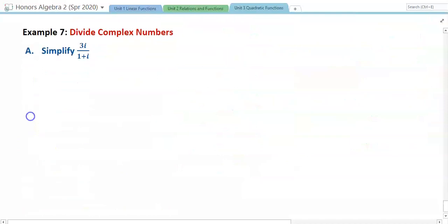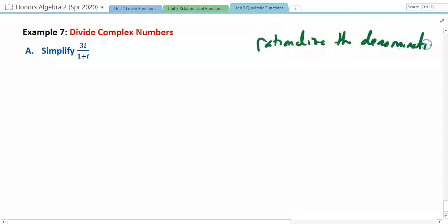Okay. Last two examples we're going to look at, again, this is a lot of examples here, but we're just going through the different operations. But dividing complex numbers. These are a little bit different because we think about dividing these, but how do we divide something that's a complex number? Well, it comes back to the same idea of simplifying radical expressions. We remember that we rationalize the denominator when we have a radical in the denominator.